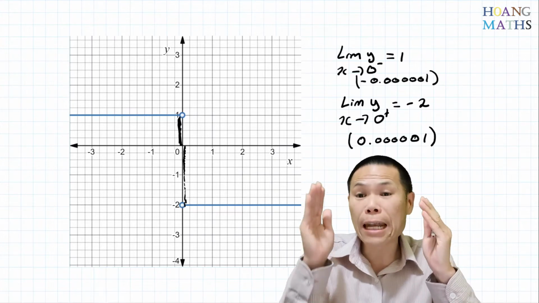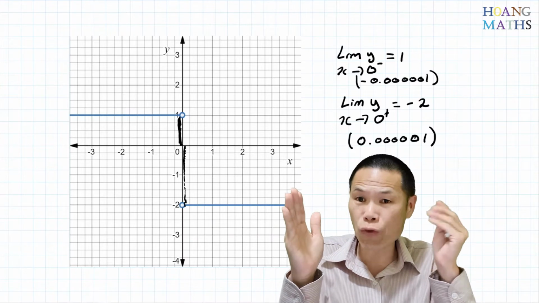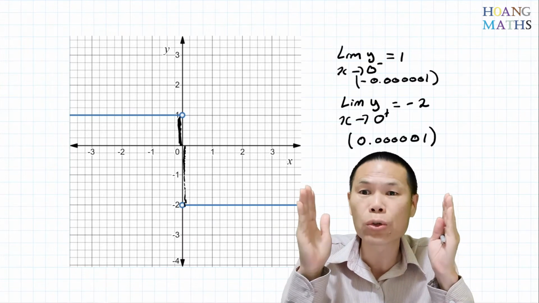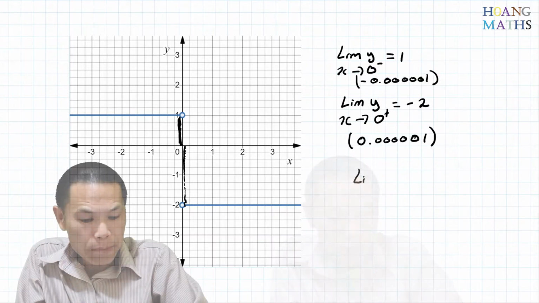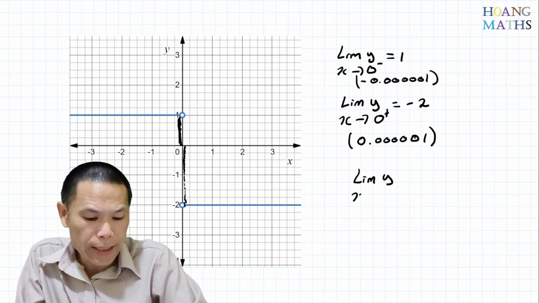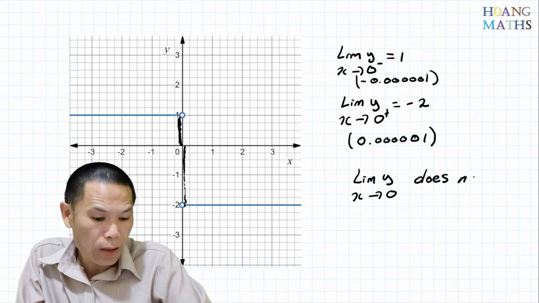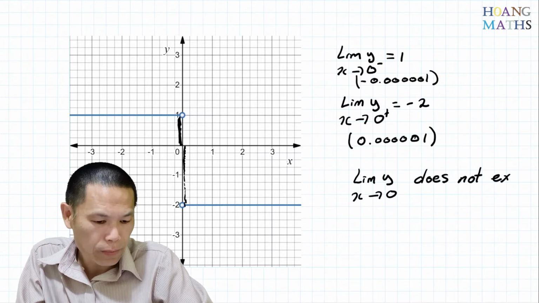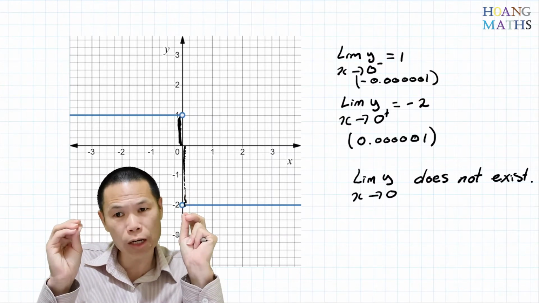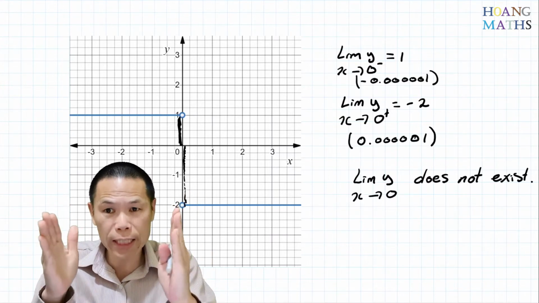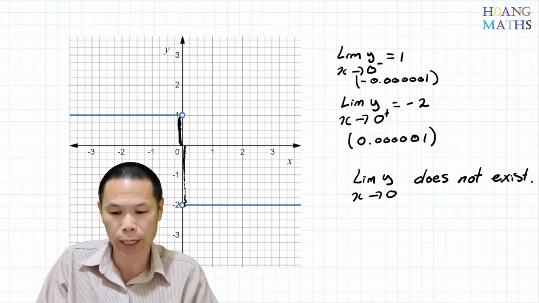You can see the left-hand side of the limit as x approaches 0 and the right-hand side are different. One is equal to 1 and the other one is -2. Therefore, the limit of y as x approaches 0 does not exist. Remember that the left-hand side of the limit must be equal to the right-hand side of the limit in order for the limit to exist at a particular point.